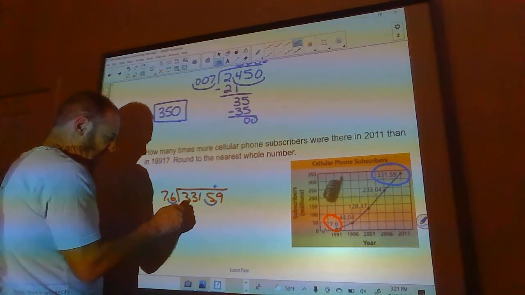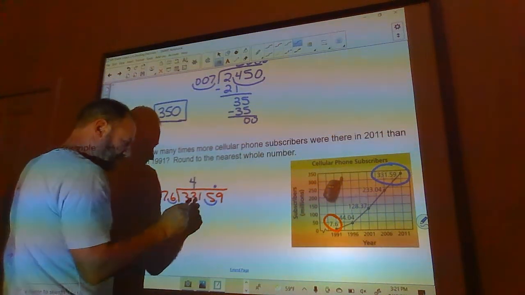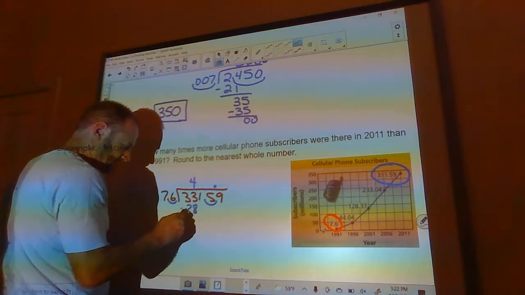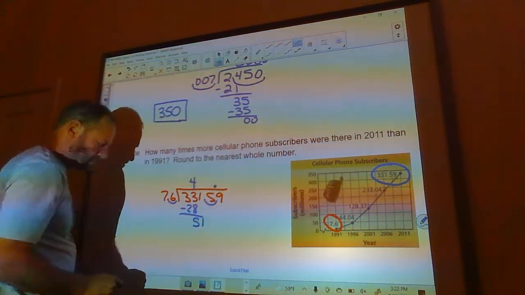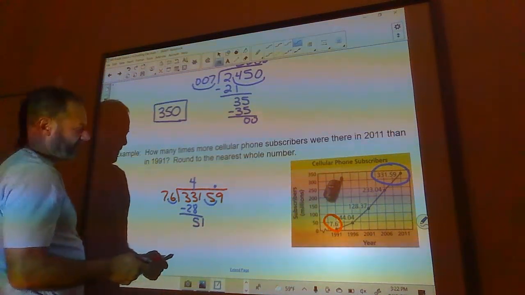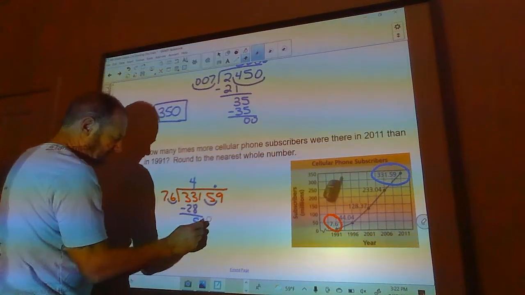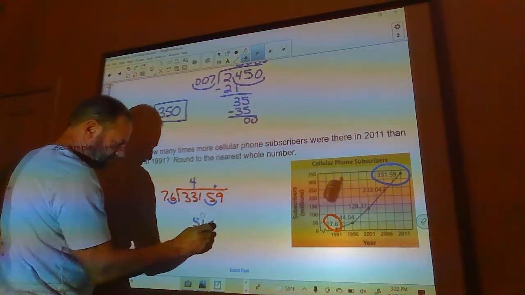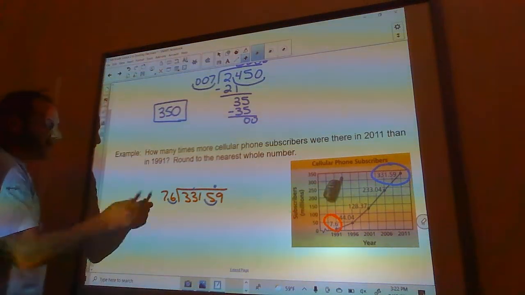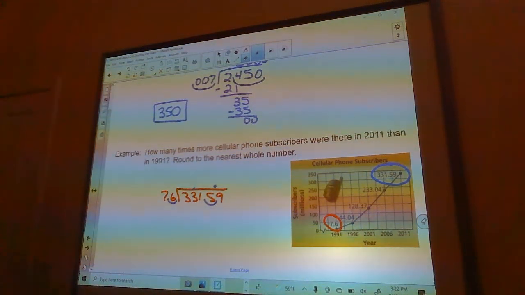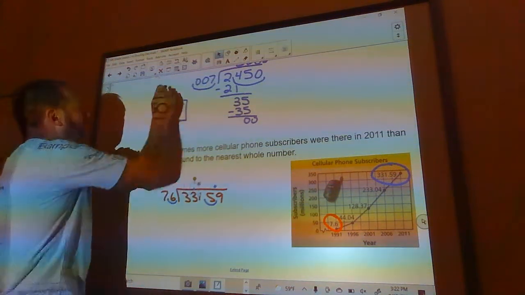7 will go into 33. How about 4 times? That's 28. Subtract, that leaves 5. Drop down my 1. Whoops, I'm sorry. That's not right, because we got 76, not 7. Let's try that again. 76 will not go into 33, but it will go into 331.